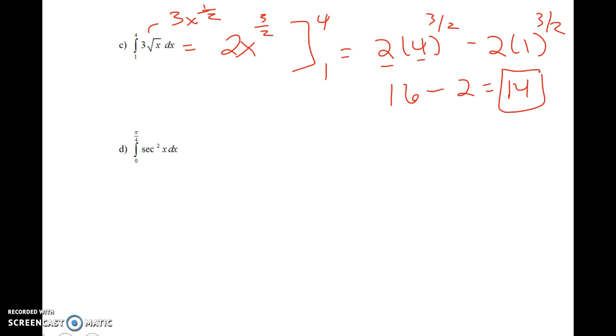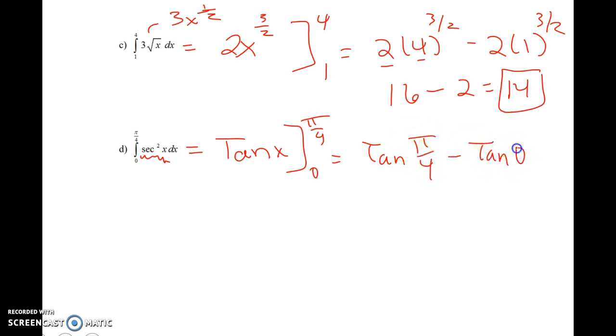Now let's look at the next one. First, figure out the antiderivative of secant squared. What did secant squared come from? It came from tan. Now let's evaluate from 0 to pi over 4. So plug pi over 4 in for the x, minus plug in 0. Tangent of pi over 4. Let's think about our unit circle. Pi over 4 has coordinates of radical 2 over 2, radical 2 over 2. The tangent would be the y over the x, which is 1.